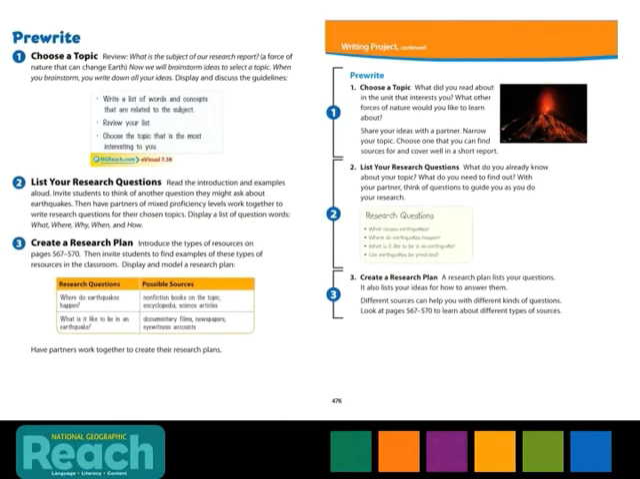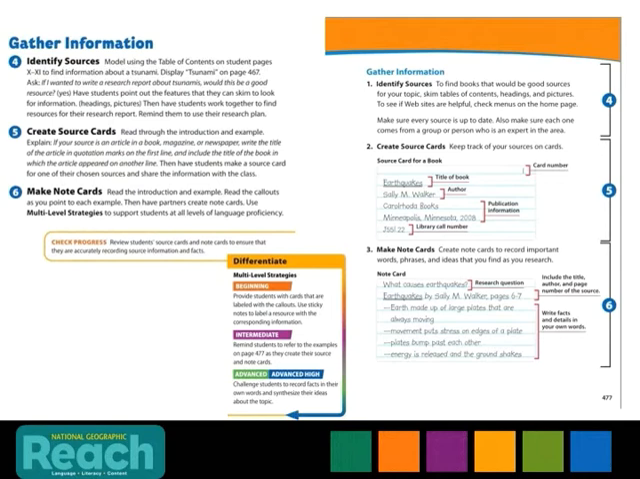Next, you will begin the pre-writing process by choosing a topic, listing your research questions, and creating a research plan. Students will then have the opportunity to gather information about the topic they've chosen by identifying their sources, creating source cards, which are used to help students keep track of their sources, and making note cards, where students can trap important words, phrases, and ideas that they find as they research.